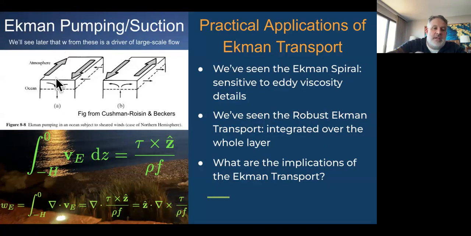So in this configuration, you have a negative curl and a negative Ekman vertical velocity. In this configuration, you have a positive curl and an upward vertical velocity at the base of the Ekman layer. So pumping with a negative wind stress curl, suction up into the Ekman layer with a positive curl of the wind stress.